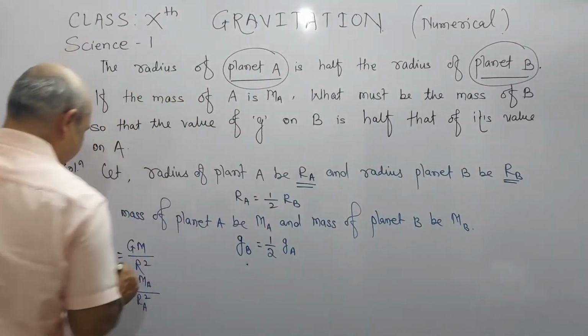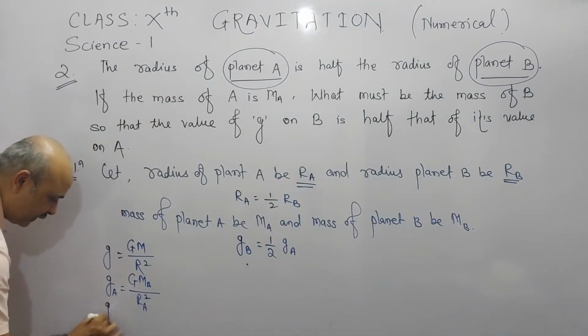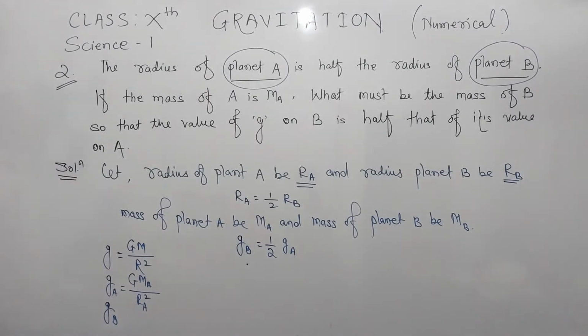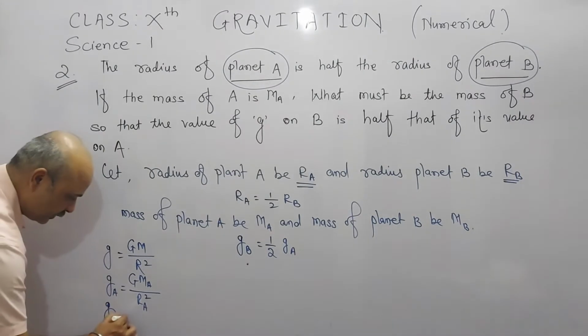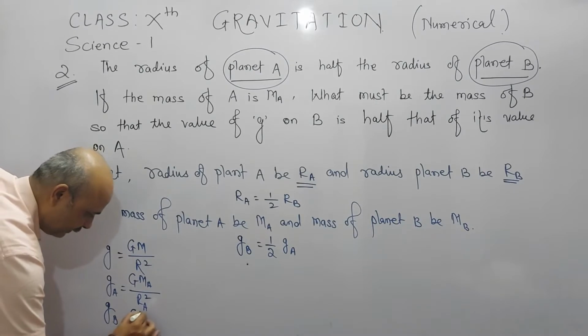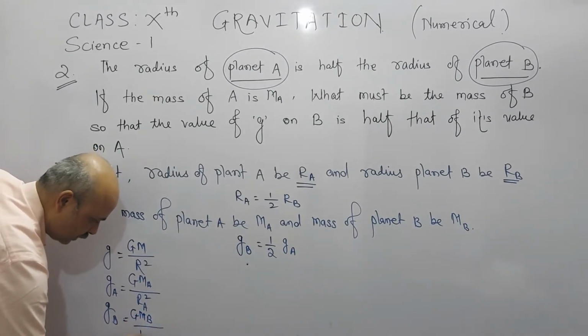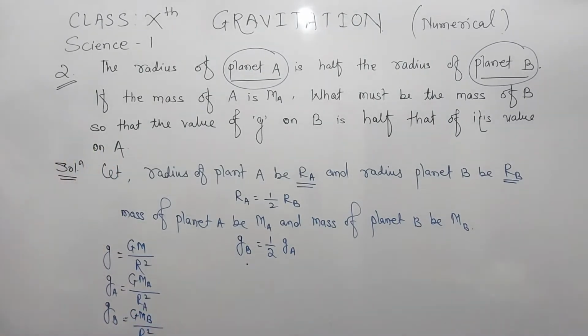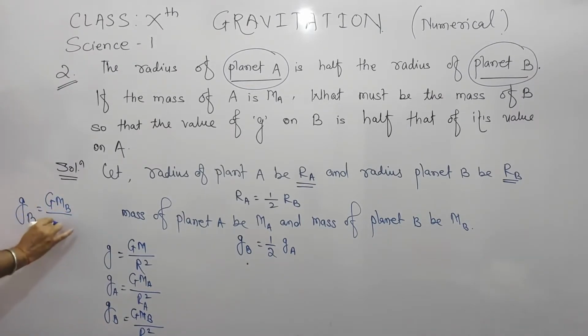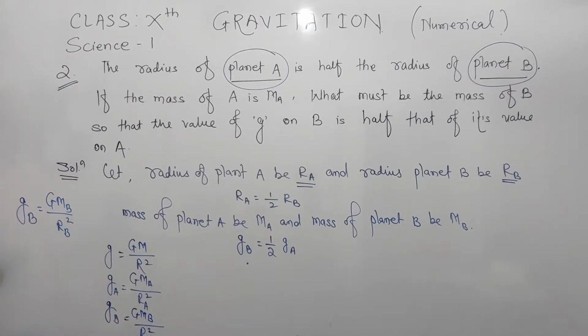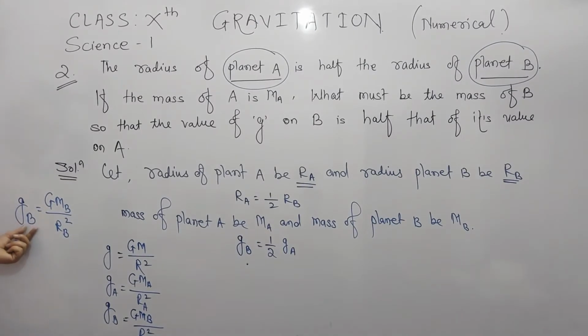Similarly, you will find the acceleration due to gravity on planet B. What will be GB? This will be GMB upon RB square. So this is the acceleration due to gravity on planet B, and this is the acceleration due to gravity on planet A.